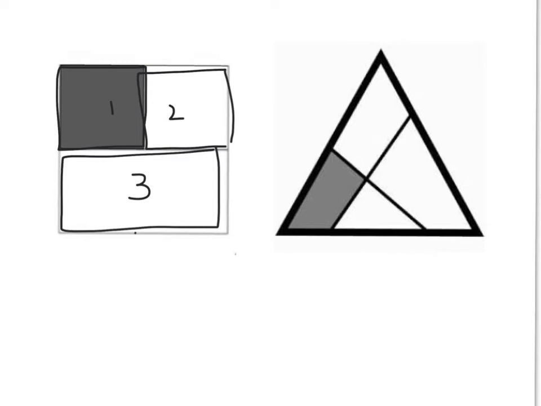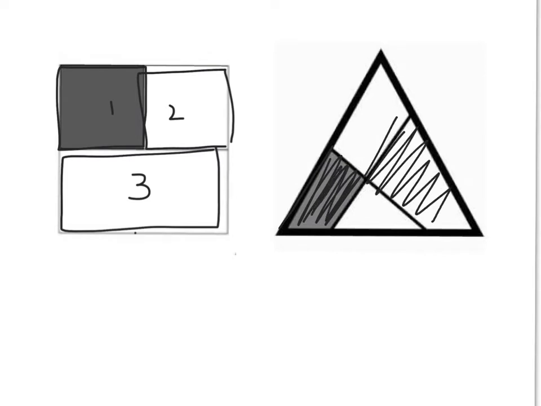Same goes for the triangle. This dark piece right here that's shaded in, this is not the same size as this big piece right here or this piece right here. These are all different sizes. Therefore, we can't write in fraction form.